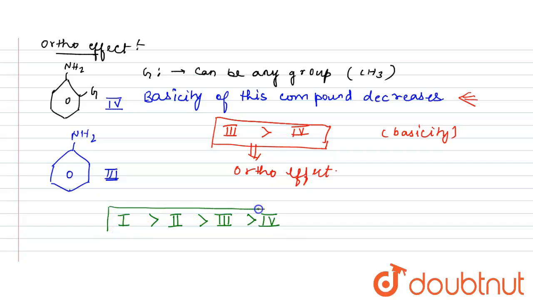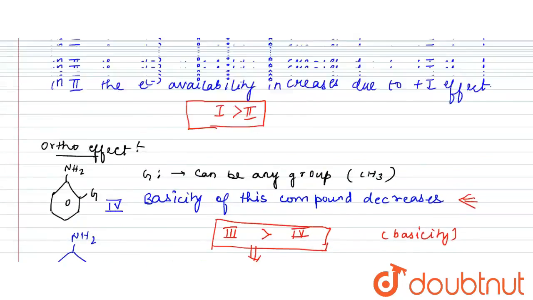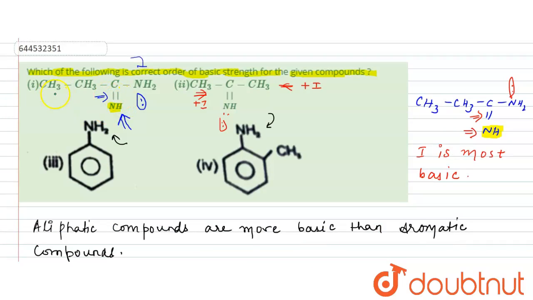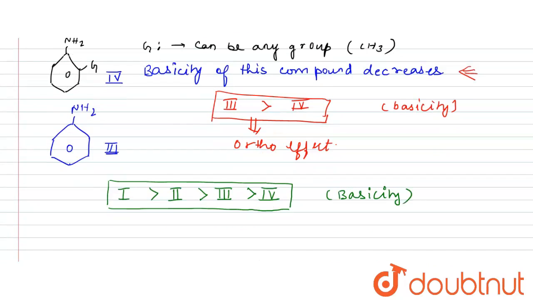So finally this is going to be the final order of basicity, right? Let's see the compounds once again. We have already discussed why 1 is more basic: due to resonance, making the availability of electrons much higher in 1. Then 2 was less basic than 1 because of the plus I effect, so 1 was greater than 2. And between 3 and 4, we discussed that 3 should be more basic than 4 because in 4 there is the ortho effect. So we have written 1, then 2, then 3, then 4. This is the final answer, right? I hope you have understood.